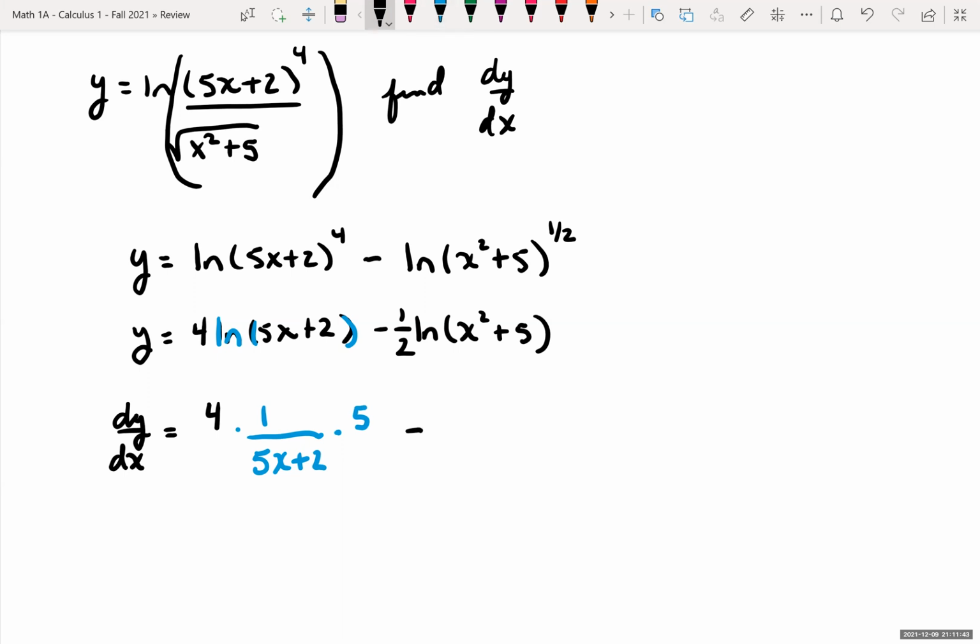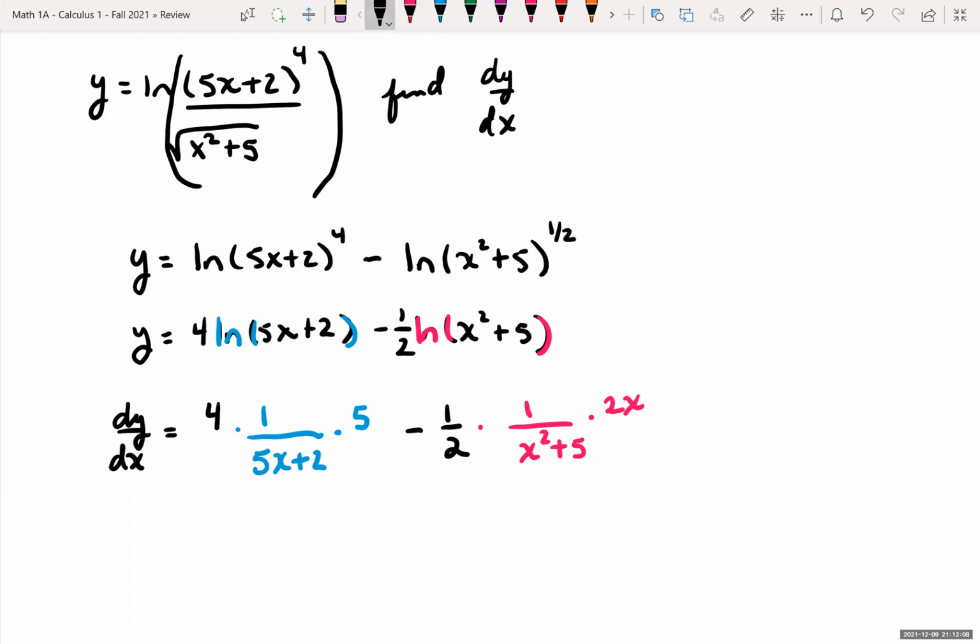Minus 1/2. And now when we take the derivative of the natural log of x squared plus 5, we're going to look at times 1 over what we're taking the natural log of, x squared plus 5, times the derivative of the inside. And the derivative of x squared plus 5 is 2x.